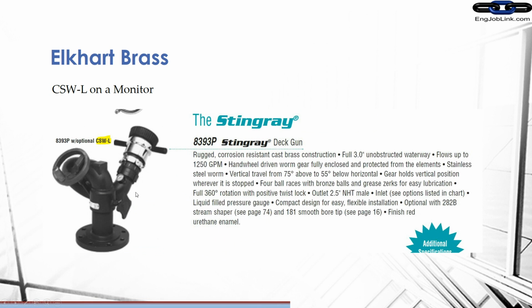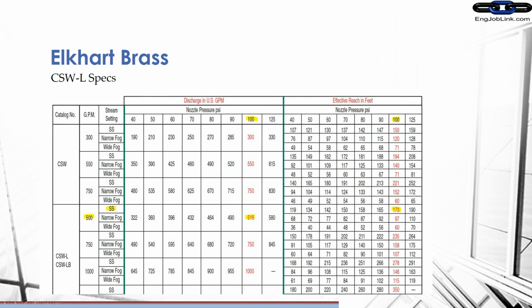Here's that nozzle on a monitor. And this one here is a Stingray deck gun, just as an example. All right. And here are the specs. So at the 500 gallon per minute setting, you get 516 gallons per minute if you supply 100 psi at the nozzle. So at 100 psi at the nozzle, you can get 173 feet of throw. That's your effective reach with no wind blowing it elsewhere.